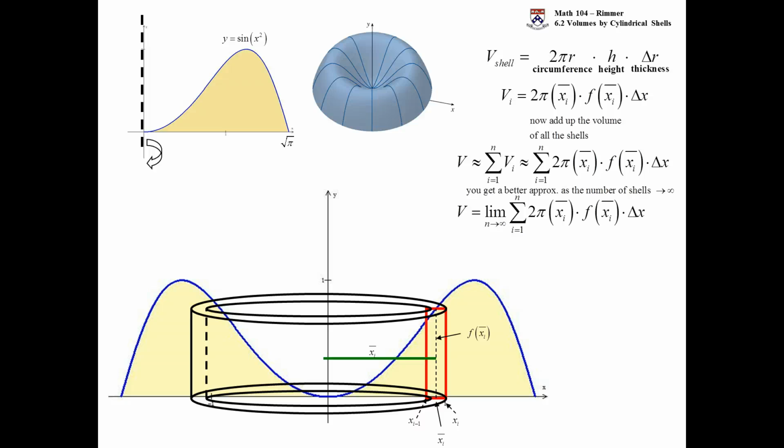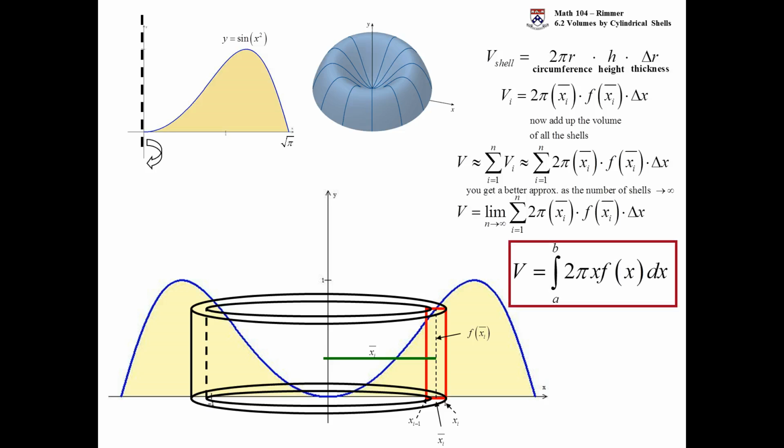And now we no longer have an approximation. We have exactly the volume. So now we have an equal sign here. And this is going to end up as an integral from a to b of 2 pi x for xi bar, f of x for f of xi bar, and delta x becomes dx.